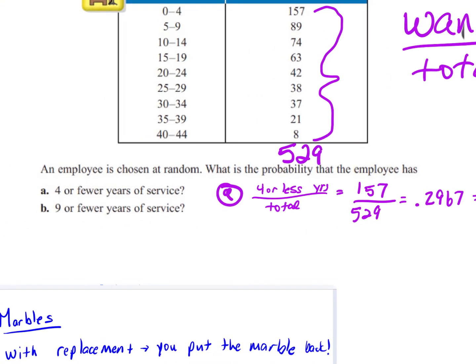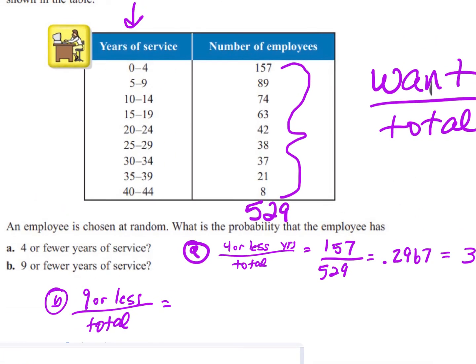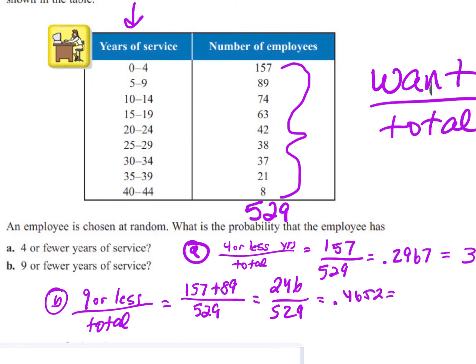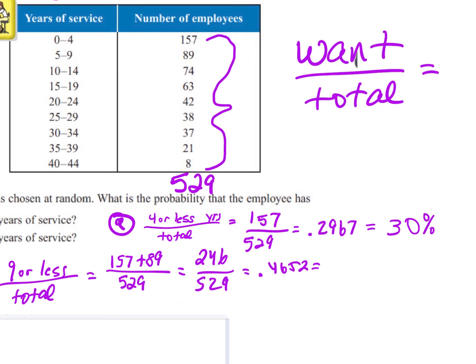9 or fewer years. So B wants 9 or less over the total. Well, in this case, where am I looking? The first two. So I would take 157 plus 89, and I would put it over 529. 246 over 529, right? As a decimal, that's going to give me 0.4652. So give me that as a percent. It's about how much? About 47%. I agree.